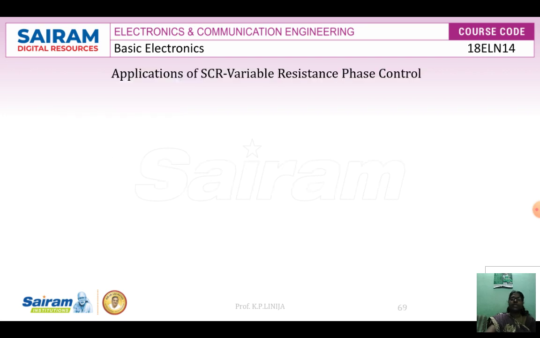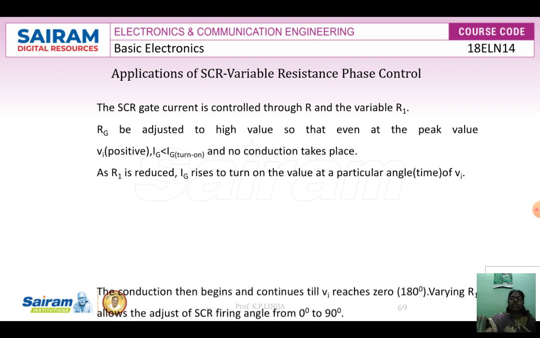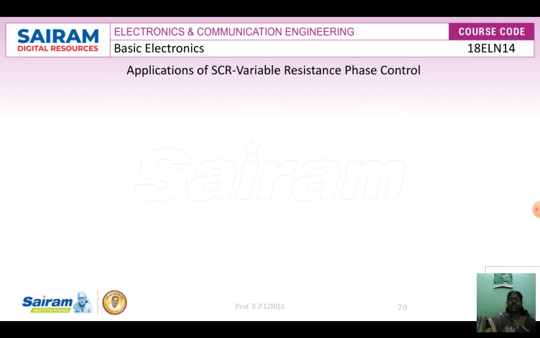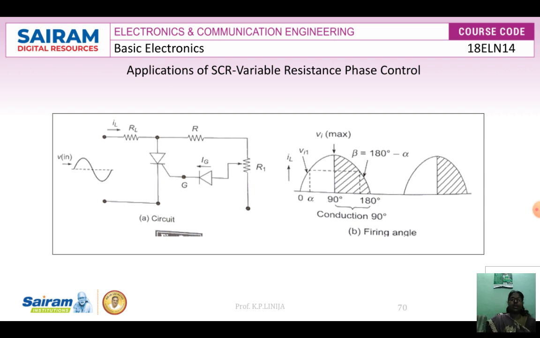Followed by this, let us discuss the applications of the silicon control rectifier. In the applications, we can use the variable resistance phase control method. Here the SCR gate current is controlled through R and the variable R1. First let us see the diagram. This is our circuit, and this is the graphical representation of the firing angle, in the AC circuit.